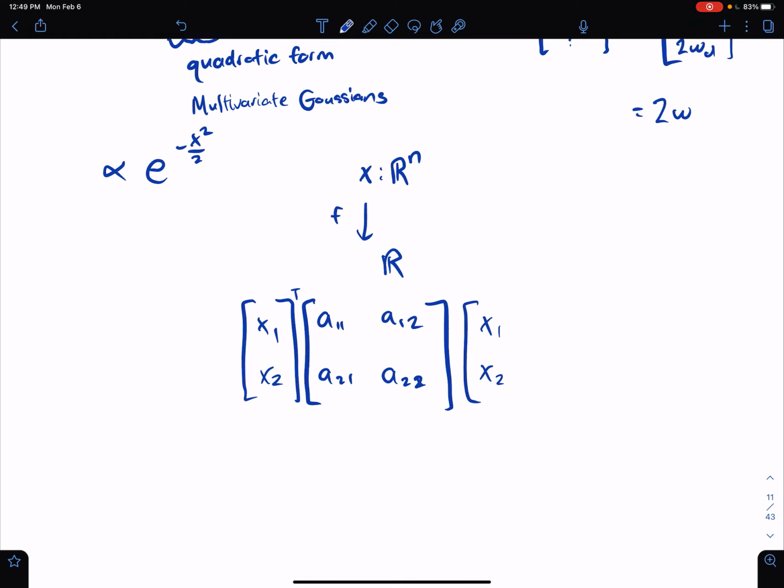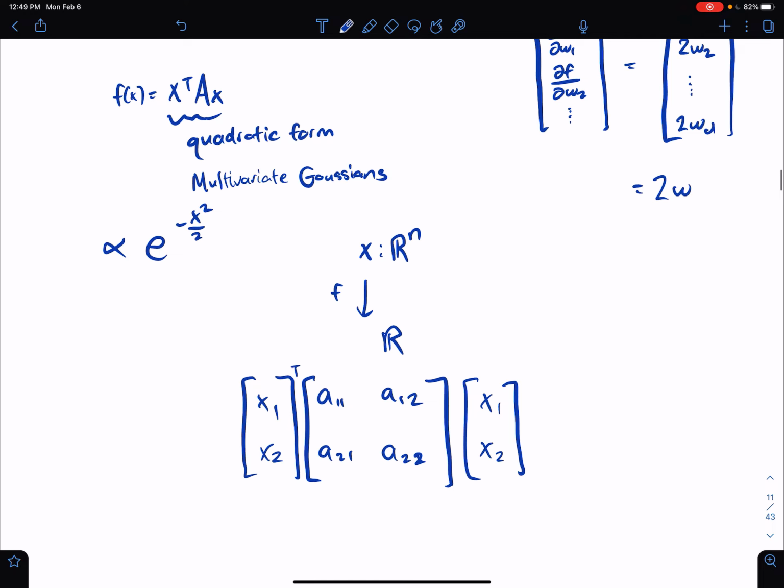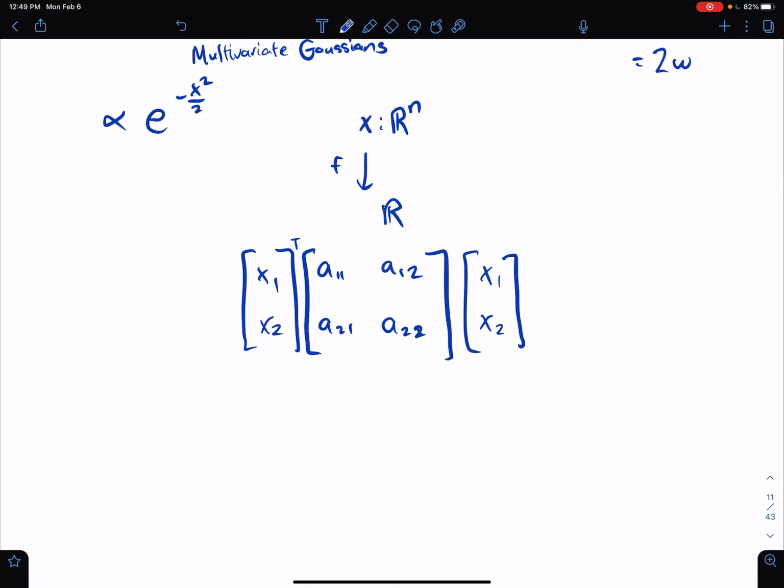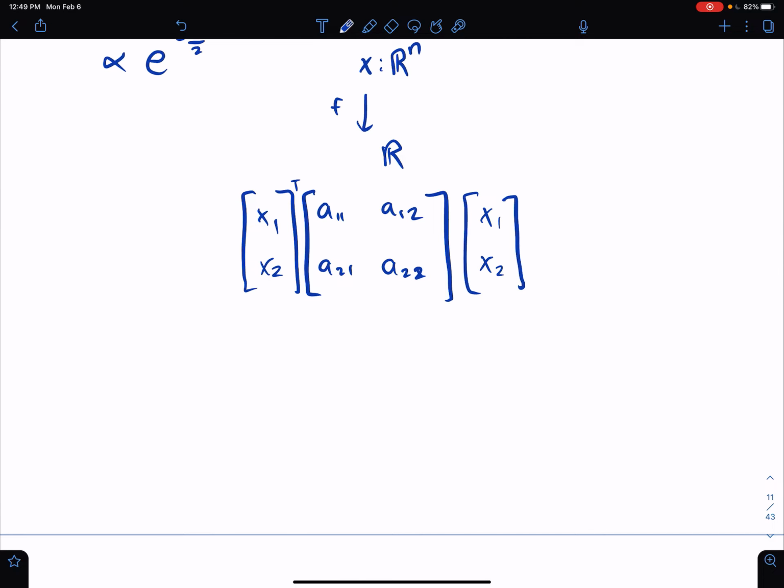I'll post all of these slides in the recording later, so you don't have to worry too much about writing everything down. And the way this converts things into a scalar is that each of the terms in the big A matrix represents how strongly we couple the x1 and the x2 terms. So if you write out this expression, you'll get A11 x1 squared plus A12 x1 x2 plus A21 x2 x1 plus A22 x2 squared.